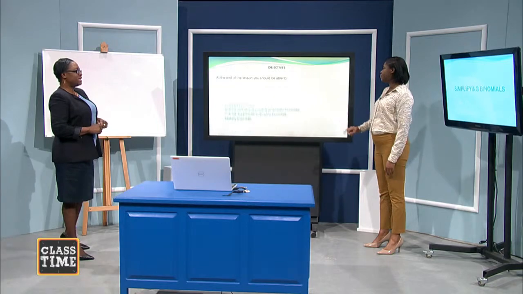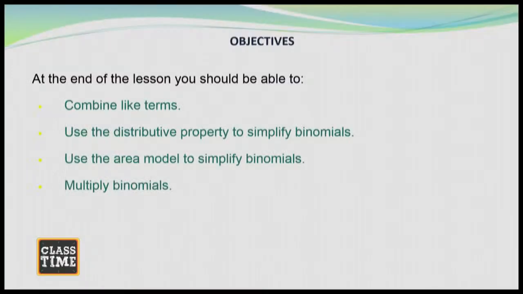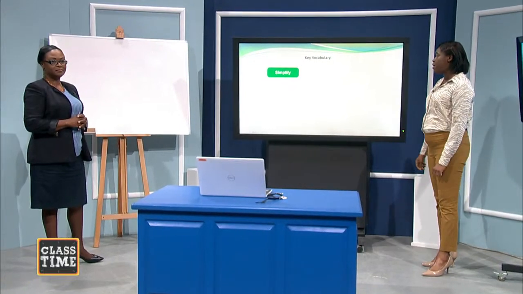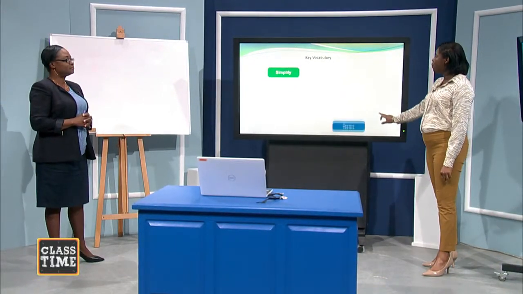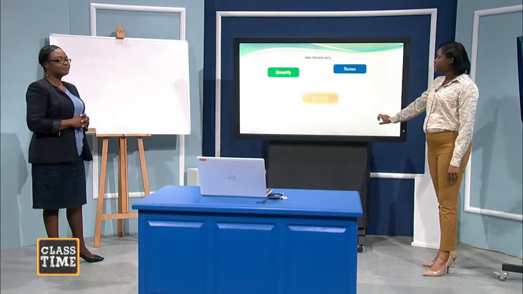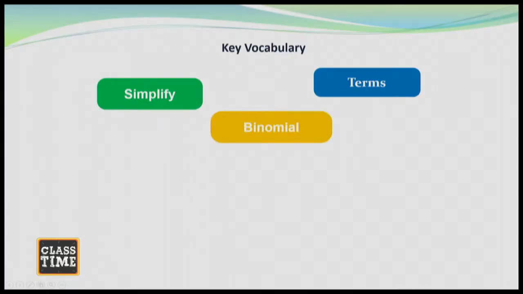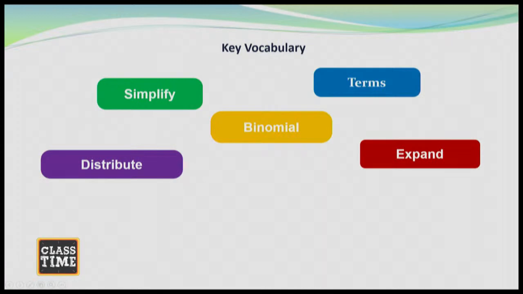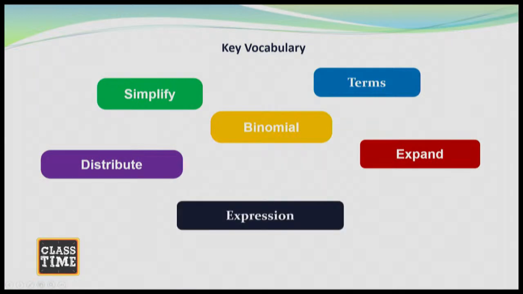At the end of the lesson, we should be able to combine like terms, use the distributive property to simplify binomials, use the area model to simplify binomials, and multiply binomials. In today's lesson, we'll be using some key vocabulary, such as simplify, terms, binomial, distribute, expand, and expression.